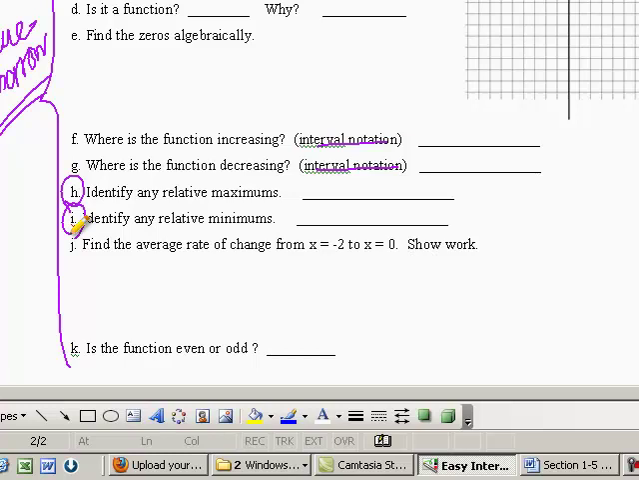This even or odd one, we're going to do together. Okay? So this even and odd one, we will do tomorrow in class. The rest of them, though, I want you to do for tomorrow.